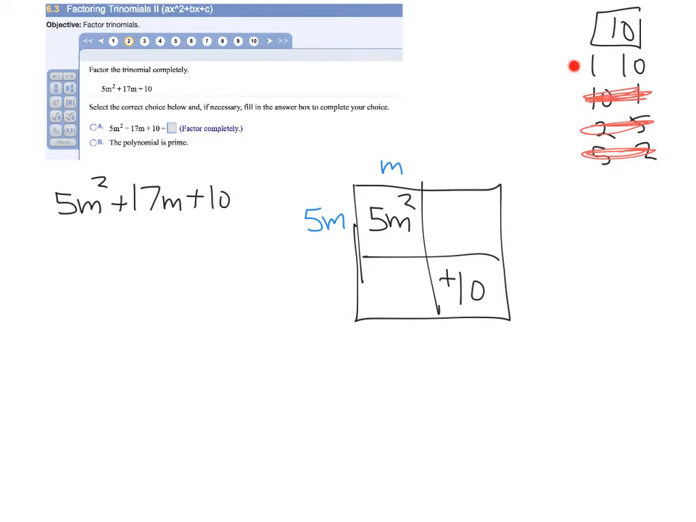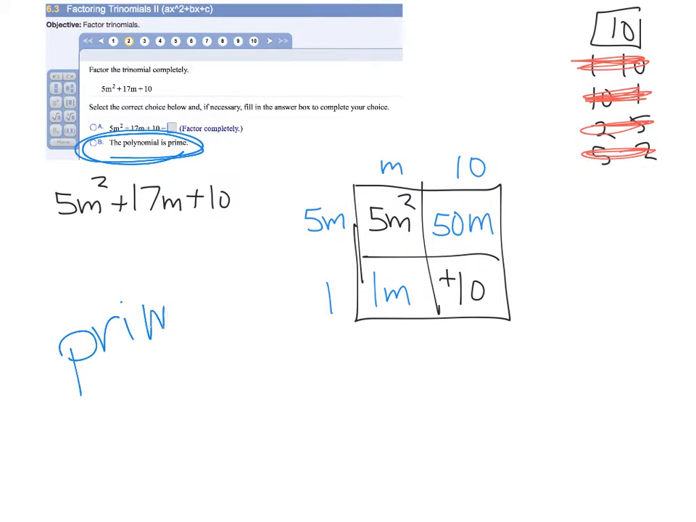Now we have one last guess to try, 1 and 10. And so now we're going to fill in our spots. We get 1m and 50m. And there is definitely no way that we can get 17 here. So that tells us all 4 of our possibilities fail. They don't work. So that tells us that this is prime. It cannot be factored.